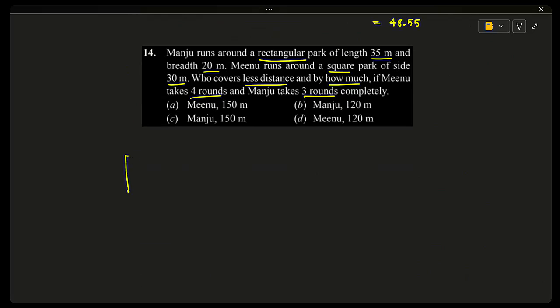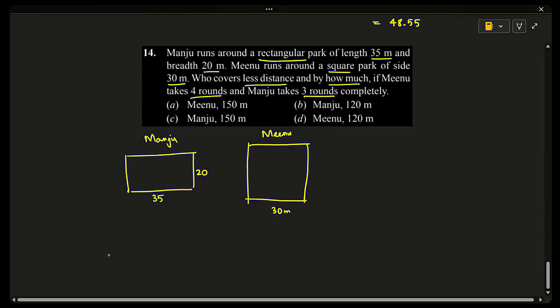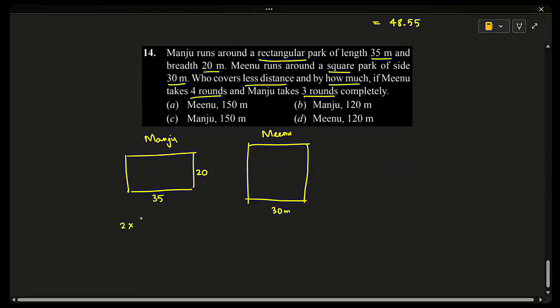So Manju is going around a rectangle and Meenu is going around a square. Manju here and Meenu here. Manju is going around a rectangle, length is 35 meters and breadth is 20 meters. Meenu, on the other hand, 30 meters side of the square. So first, if Manju goes one round, she will complete one perimeter. So perimeter of the rectangle we know 2 times (L plus B), that is 2 times (35 plus 20).